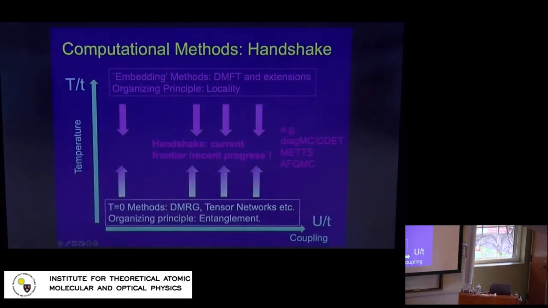So first, a little glimpse into what has happened on the front of methods. I think at a very broad level, one can categorize the methods into two big categories. There is a class of methods that starts from T equals 0 and aims at basically compressing the ground state wave functions by various intelligent means, for example, matrix product states, and applying to these variational wave functions a powerful algorithm such as the DMRG.